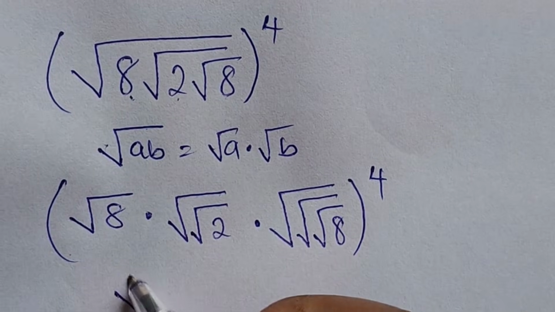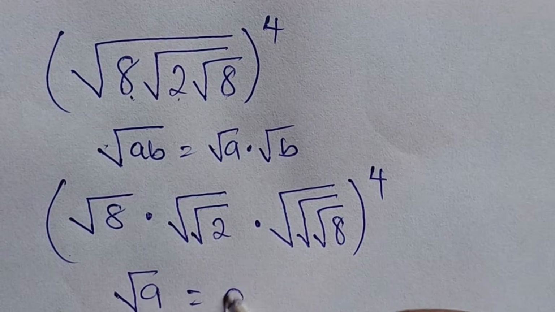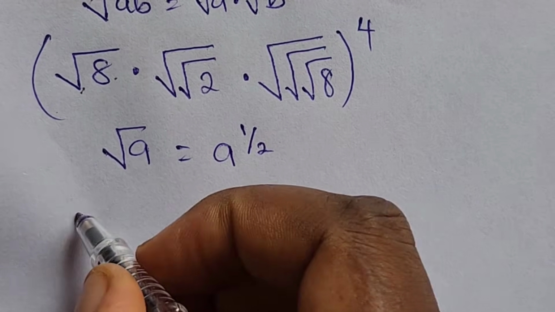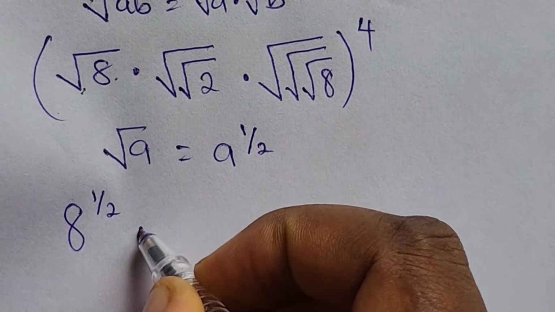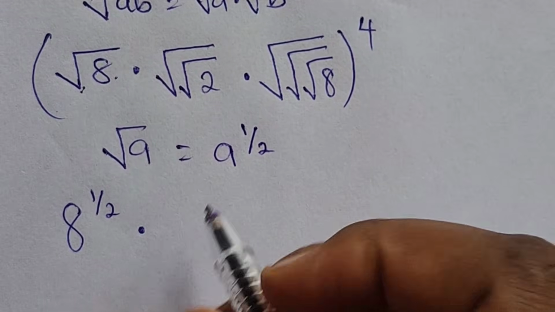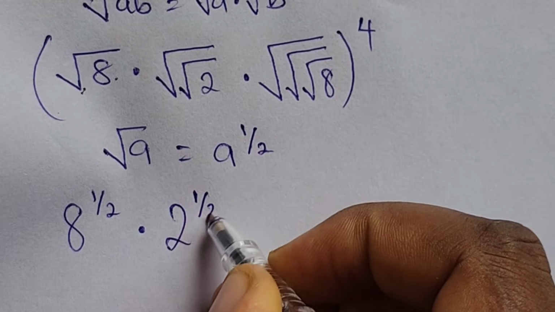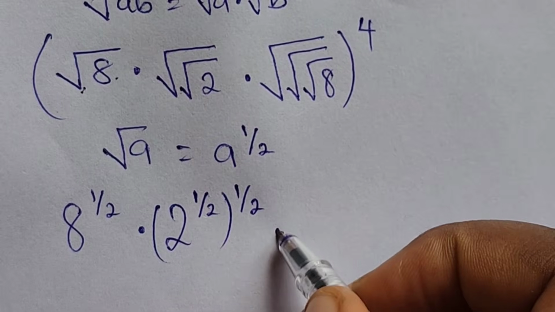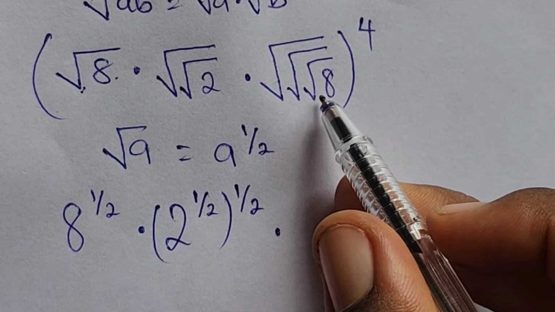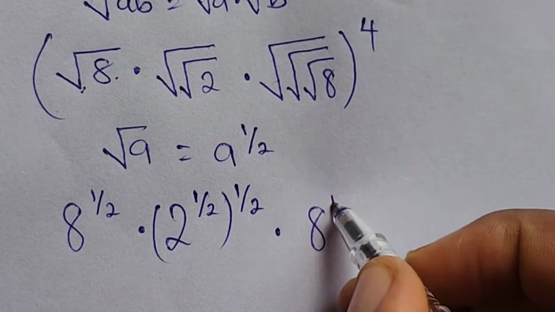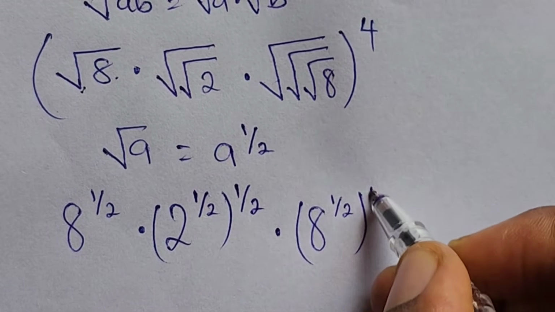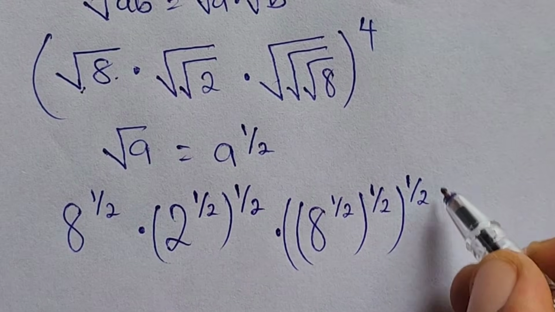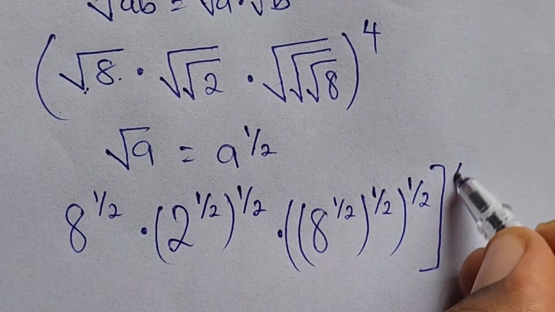But let's recall that the square root of A is equal to A to the power of 1 over 2. So we have root 8 here, which is 8 to the power of 1 over 2, times we have the square root of root 2, which is 2 to the power of 1 over 2, further raised to the power of 1 over 2. And we have the square root of root 8, so we have 8 to the power of 1 over 2, further raised to the power of 1 over 2, all to the power of 1 over 2. And this is to the power of 4.